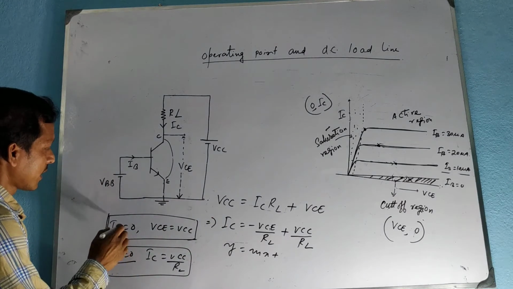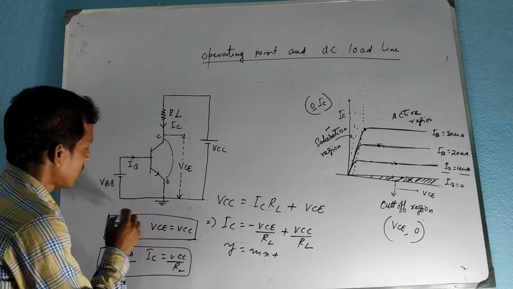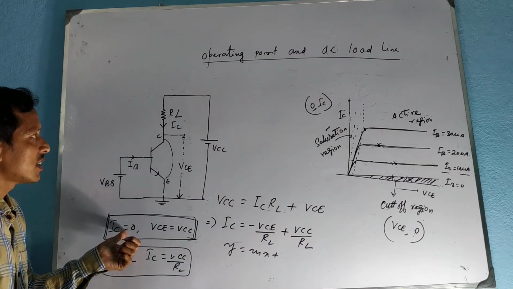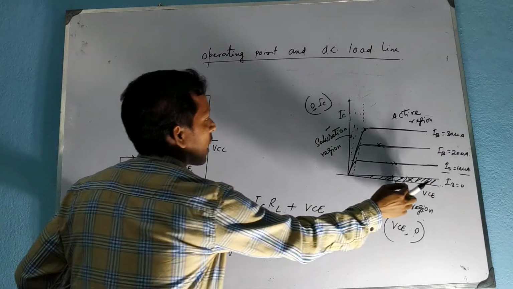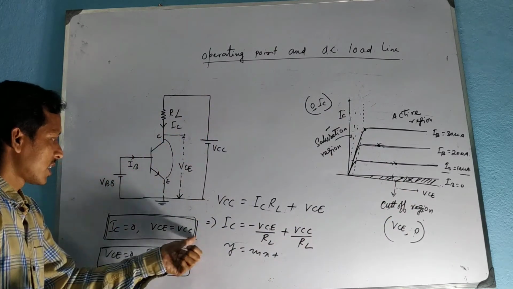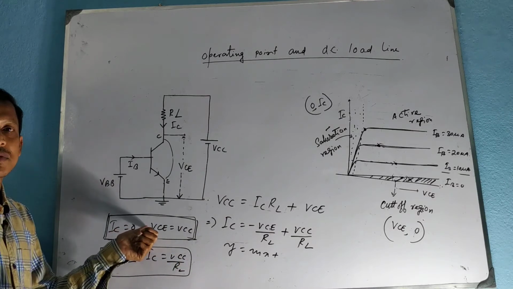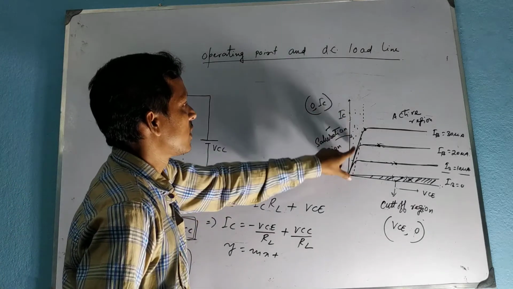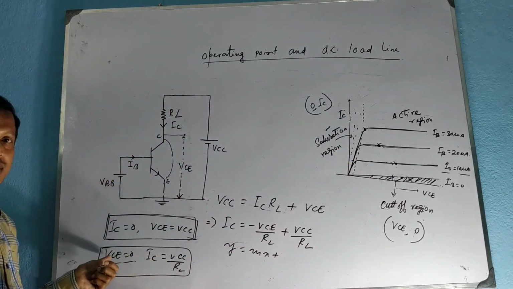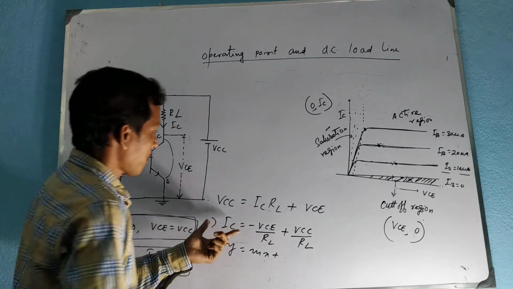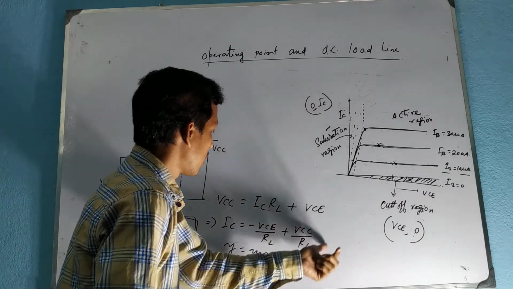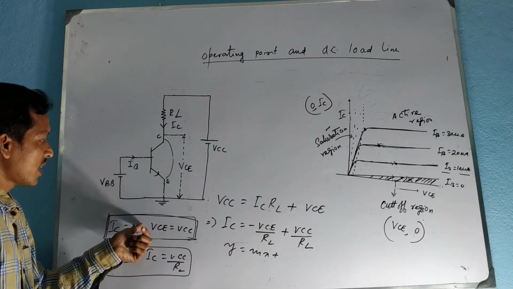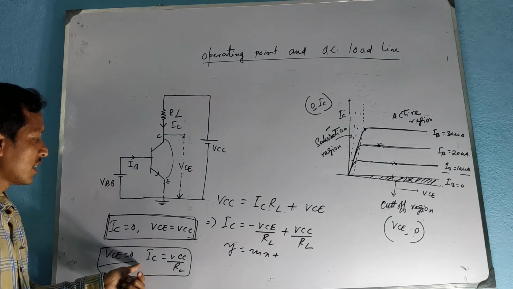Okay, and where is the point IC equal to 0? IC is 0 in the cutoff region. So, one point remains at the cutoff region, and here VCE is equal to 0. Where is VCE equal to 0? In the saturation region. So, this is another point. So, the straight line remains between these 2 points. One point remains at the cutoff region and the other remains in the saturation region.